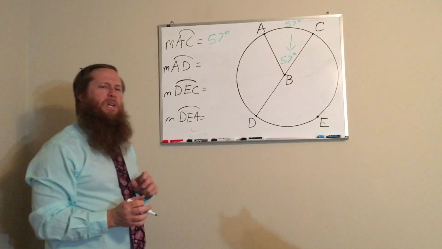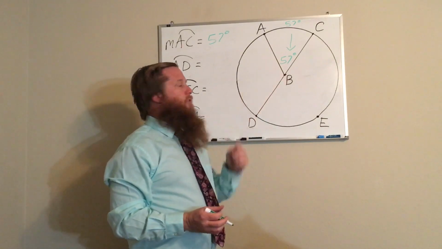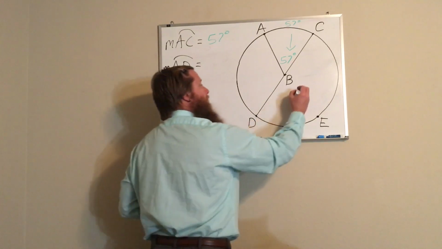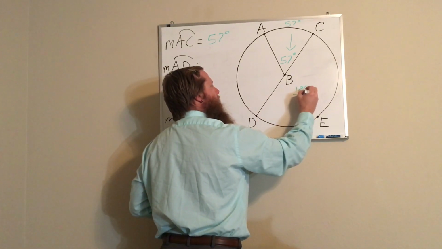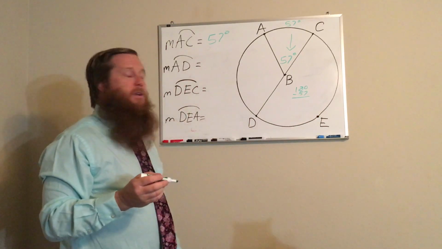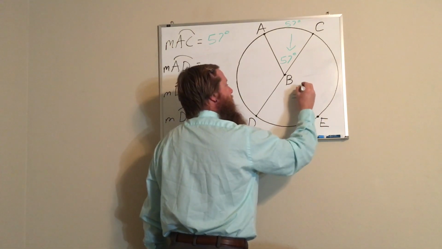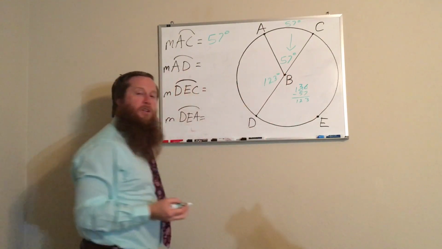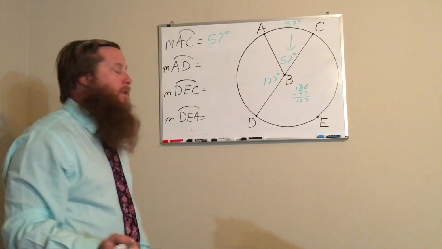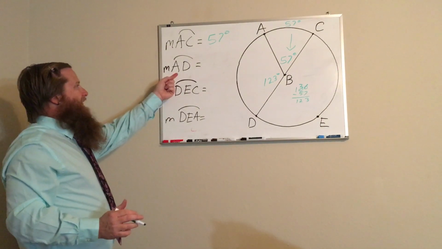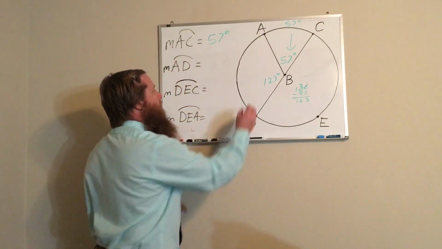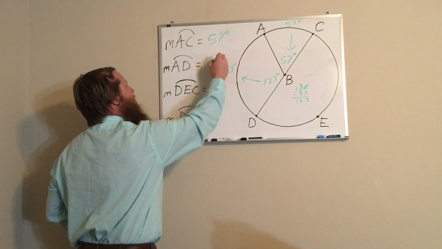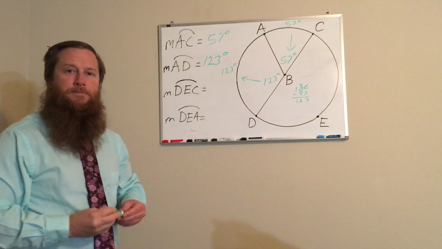Now let's look at some things that we know. We know that this angle and this angle create a linear pair, so we know they add up to 180. So if we do some quick calculations and we do 180 minus 57, we are going to end up with 123 degrees. Again, this is a linear pair. So if I look at the measure of arc AD, that's this arc out here, well, the arc should measure the same as the central angle, so we get 123 degrees.